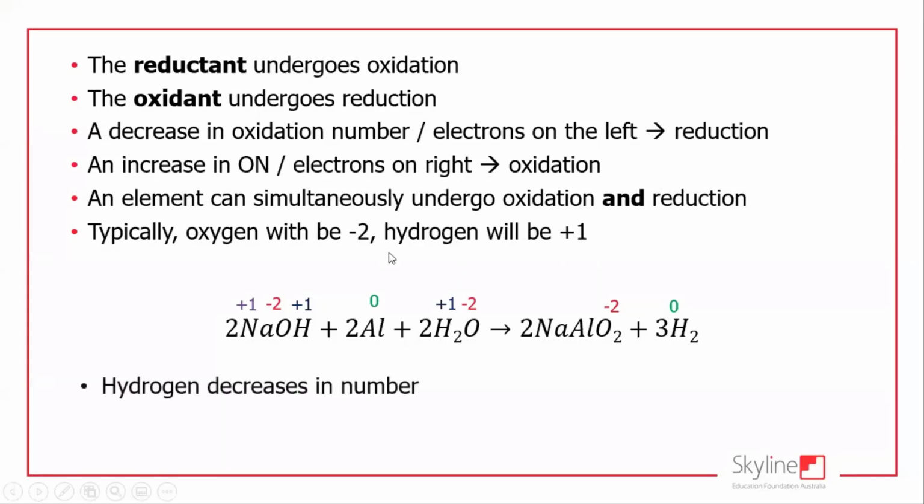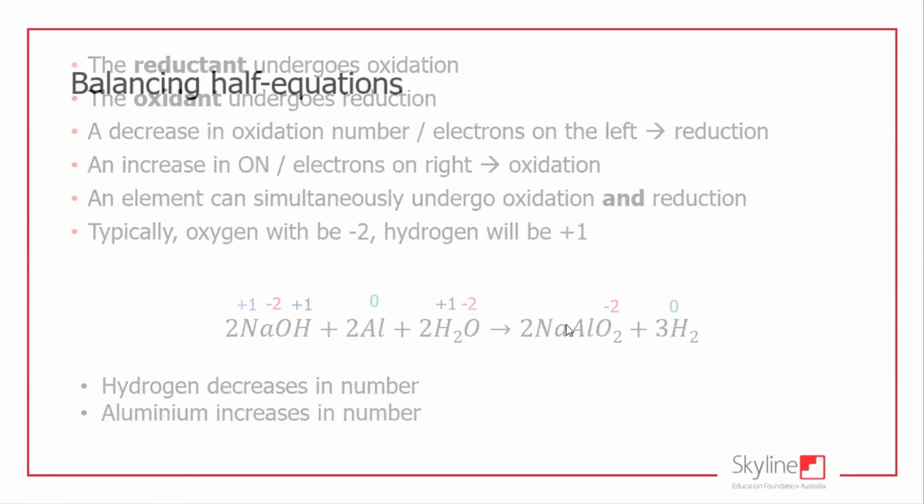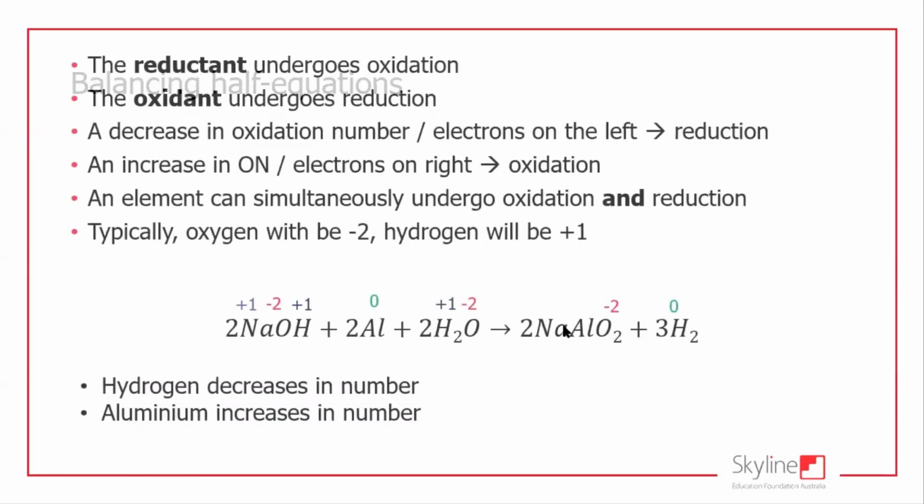Likewise, if we continue, we also have a +1 in the sodium. The thing to know about sodium, though, is that it creates a salt, and we don't really care about it that much. So we can see hydrogen decreases in number, and aluminium will actually increase in number. We go from 0 here to requiring it to be a 1 or a 2 here, because it is actually part of a molecule. Therefore, we know that aluminium is undergoing oxidation, and the hydrogen is undergoing reduction.